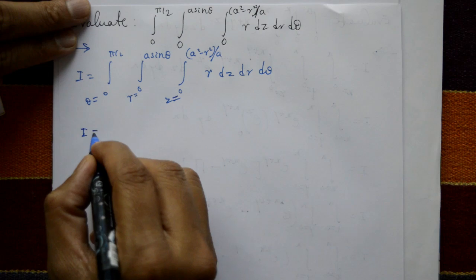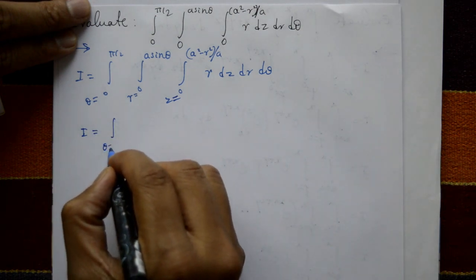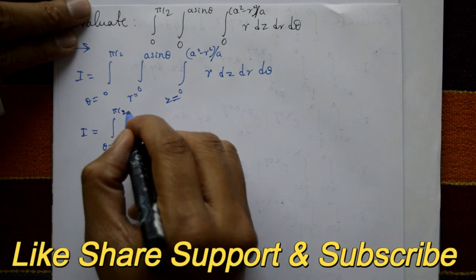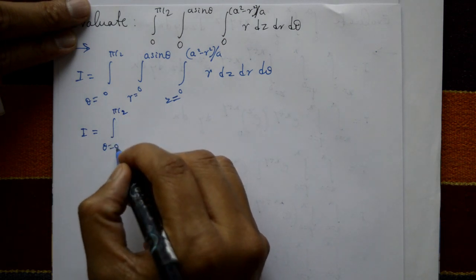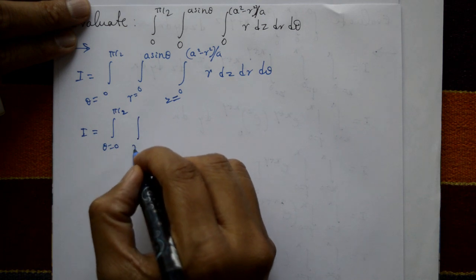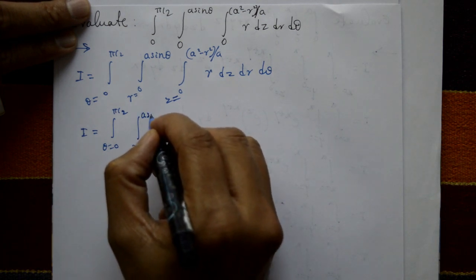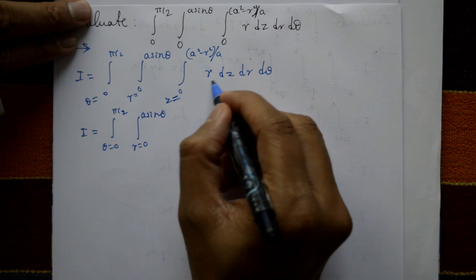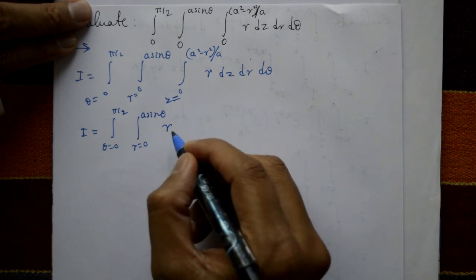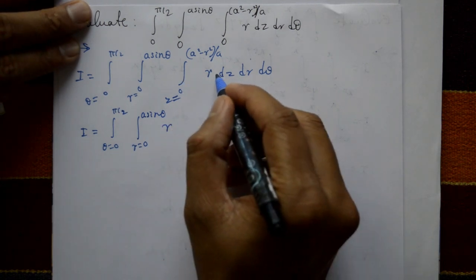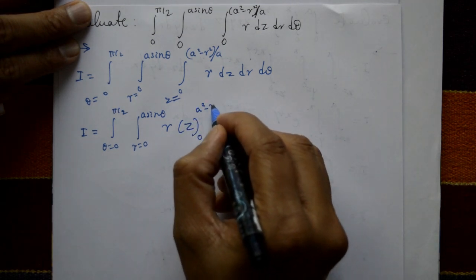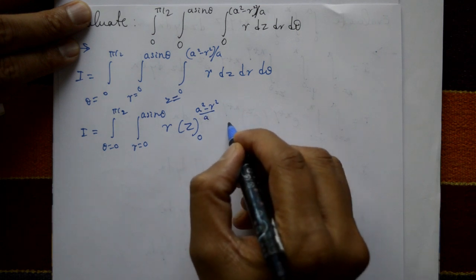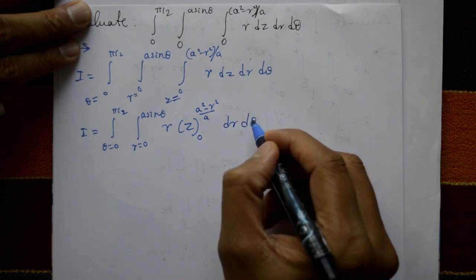Okay, now I is equal to the integration of theta from 0 to pi by 2. Theta is always taken like this, 0 to pi by 2, and r is equal to 0 to a sin theta. Now with respect to z, r is a constant. Integration of one is z, with limits 0 to (a square minus r square) divided by a, then with respect to r, then with respect to theta.